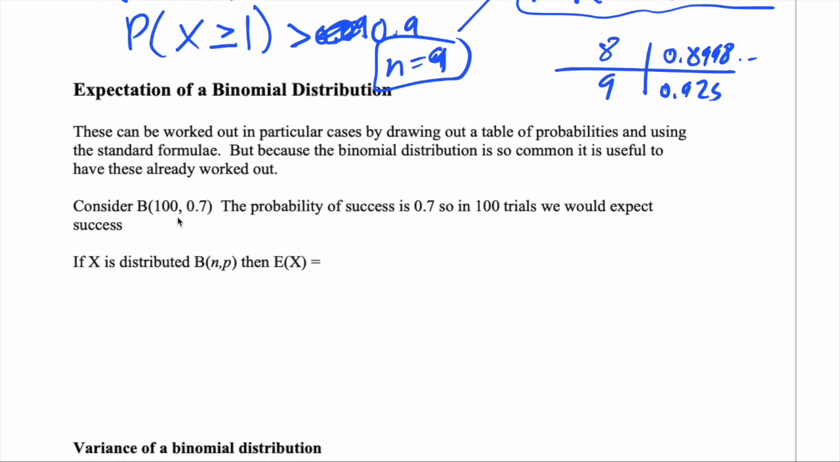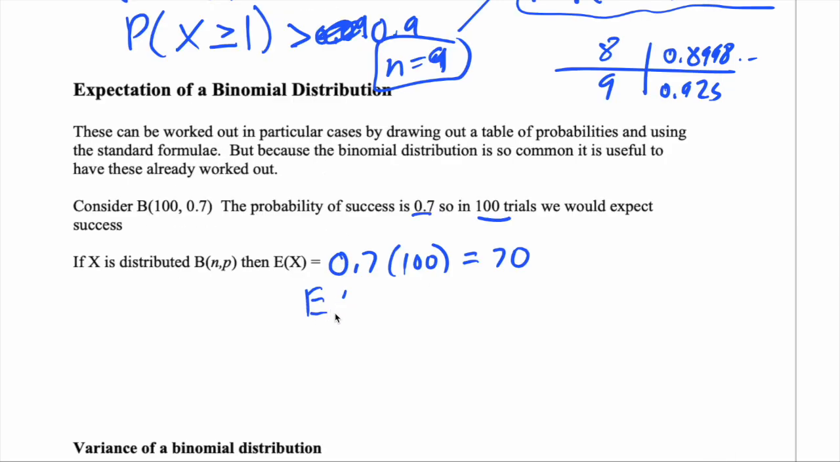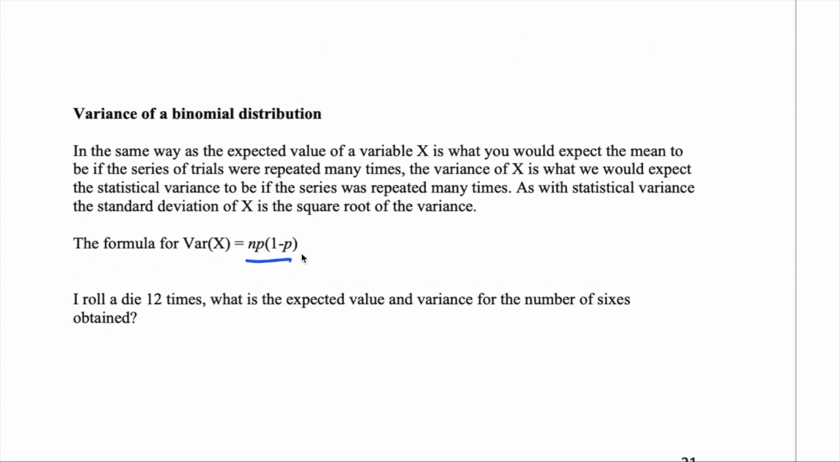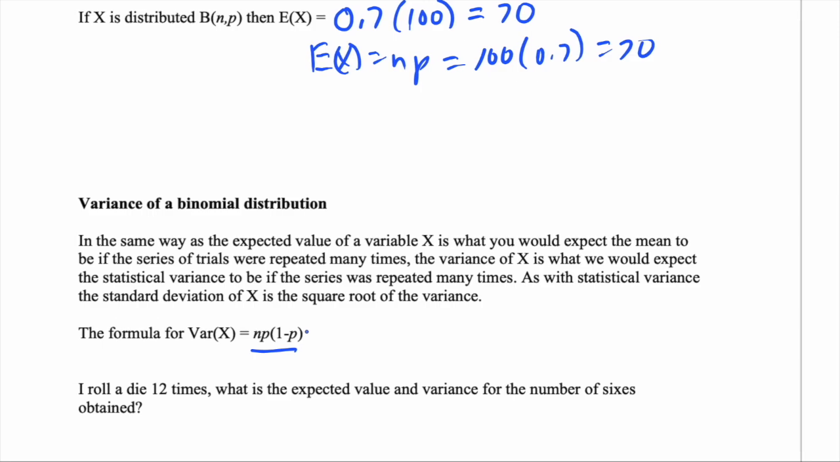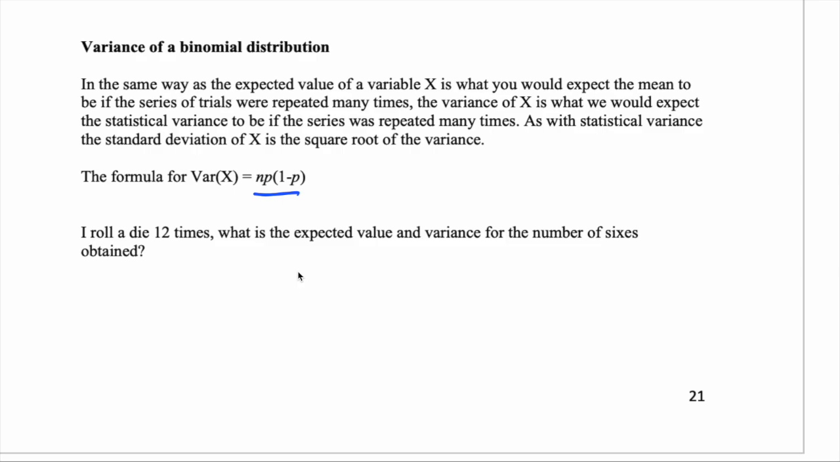Now here this makes sense. You've got 100 trials and a 0.7 chance of success, and you do something 100 times, then the expected number of successes is obviously 0.7 times 100, or 70. That's why the formula in the formula booklet is just np. The expected value equals np, where n is 100, p is 0.7, so it's obviously 70. For the variance, we have this formula in the formula booklet. You always just substitute these values in. It's pretty easy to use the formulas.